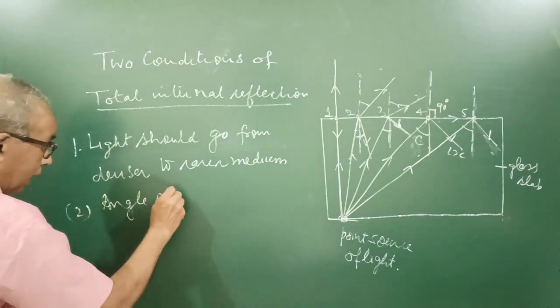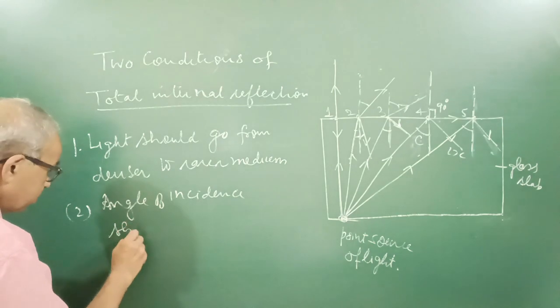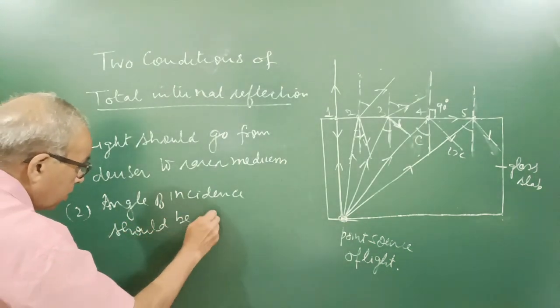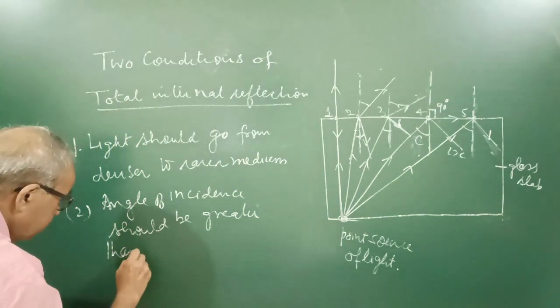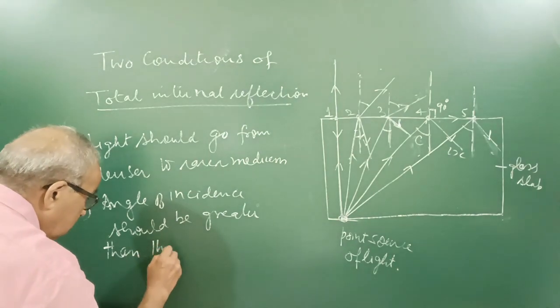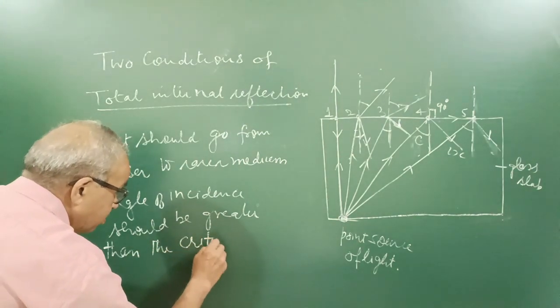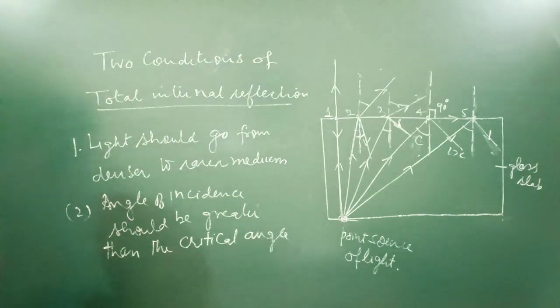नंबर टू कंडीशन क्या है, angle of incidence should be greater than. एक then में बड़ी गलती करते हैं बच्चे, THEN भी लिखते हैं. When you are comparing, we use THAN, than, greater than the critical angle, critical angle, I mean, for that pair of medium.